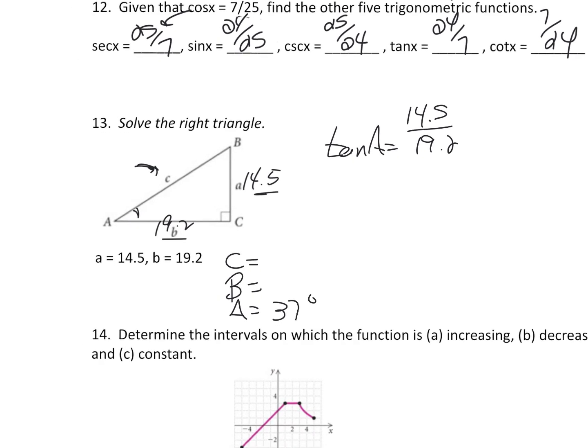Now, to get my B, I'm going to subtract from 180. 180 minus 37 minus 90, and that leaves me 53 degrees. So my big B is 53 degrees. That's all you got to do to find your angles.